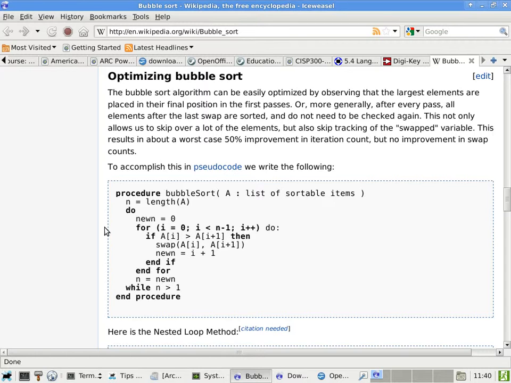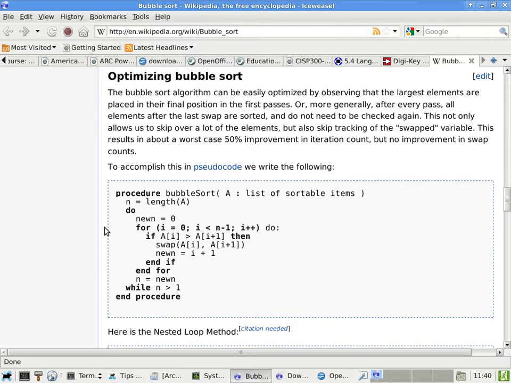So I can take this description here. I can manually translate it into C code. I can translate it into Java code. I can translate that into Perl code, Python code, PHP code, and so on and so forth. So that's why it is not specific to a particular programming language.